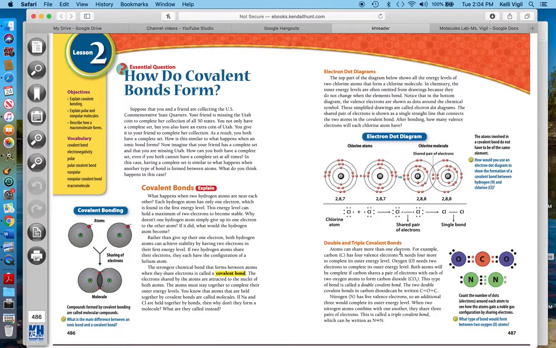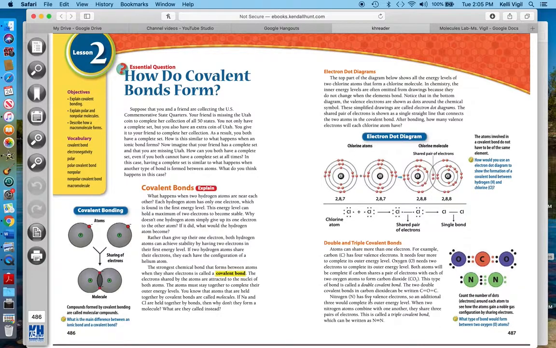Atoms can share more than one electron. For example, carbon has 4 valence electrons. It needs 4 more to complete its outer energy level. Oxygen, so here's carbon with my 4. Oxygen needs 2 electrons to complete its outer energy level. Both atoms will be complete if carbon shares a pair of electrons with each of the 2 oxygen atoms to form carbon dioxide, CO2. So you can see this bond that's taking place here. This type of bond is called a double covalent bond.